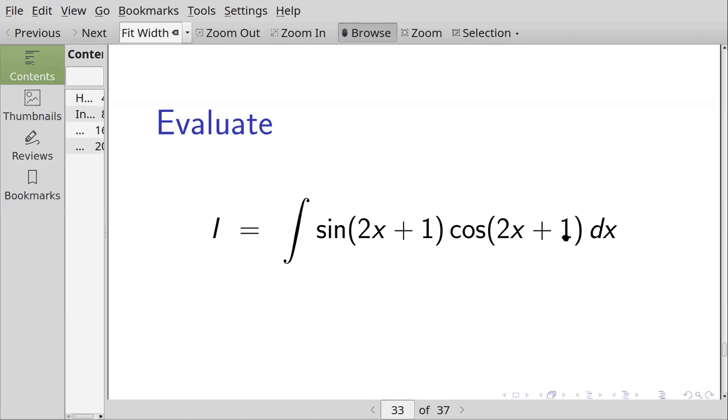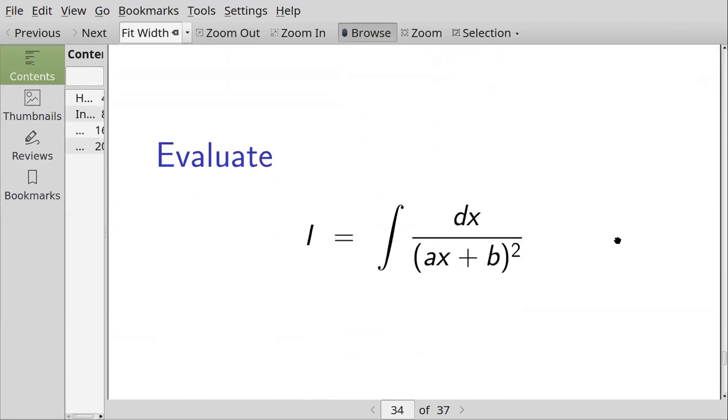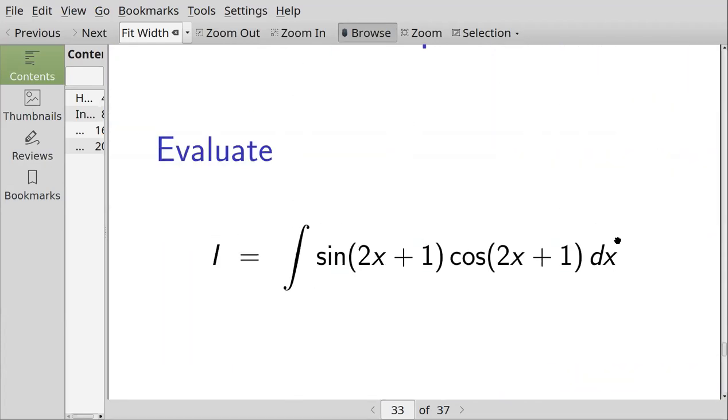Sir, over here, if we take u equals cos of 2x plus 1, then du becomes minus 2 sine of 2x plus 1 times dx? Yeah, that's right. All right, thank you. Sir, can you go over to the previous slide? It's about g of f of x, so u will be 2x, cos of 2x plus 1.